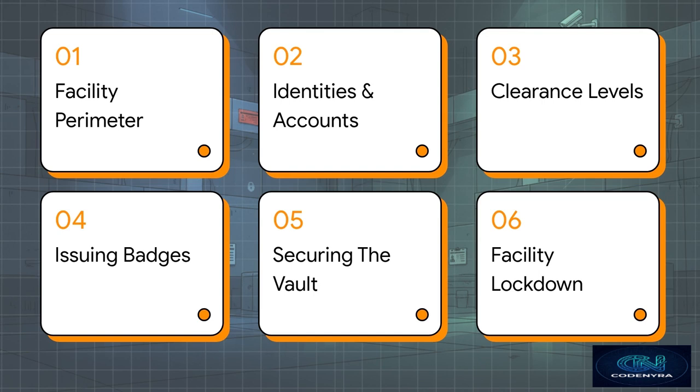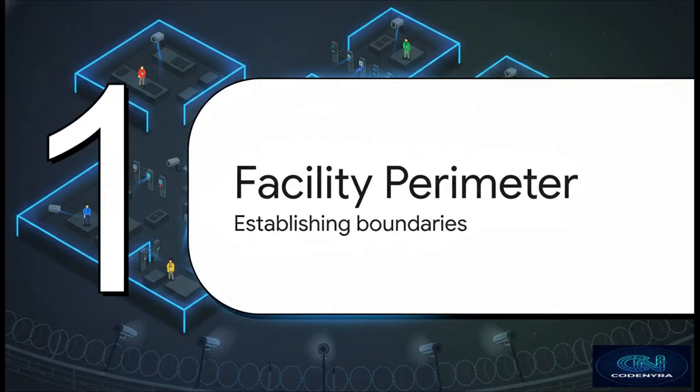We're going to cover: 1. The facility perimeter, 2. Identities and service accounts, 3. Defining clearance levels, 4. Issuing the badges, and finally, 5. Securing the vault. All right, Phase 1, the facility perimeter.